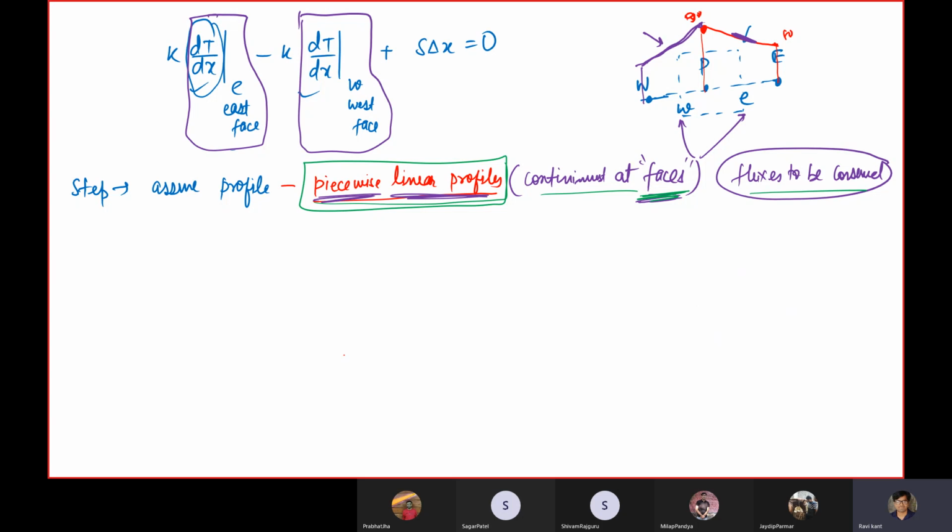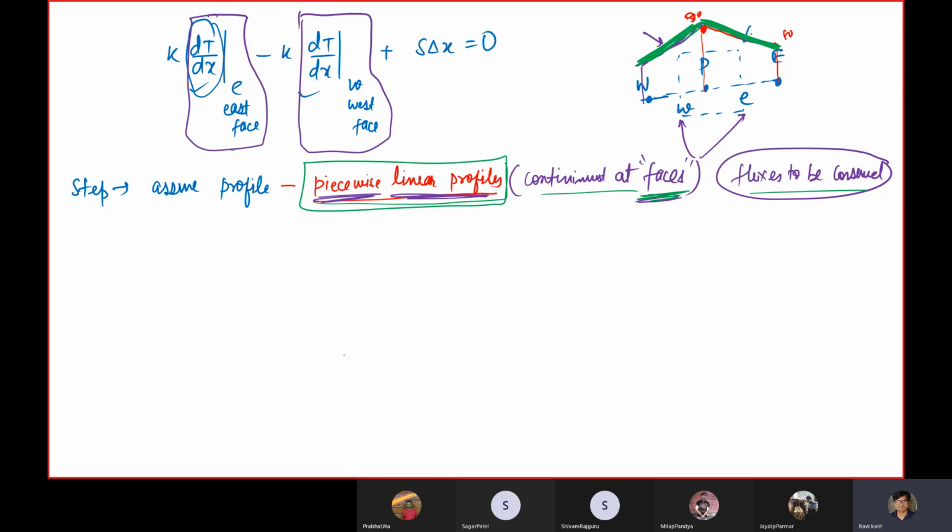So once we have linear profile assumption, I estimate that fine, this is my profile, this is my profile for this guy, or you may also tell that this is also your profile, this is also your profile, this is your P, this is your E, this is your W, and you can say that at east face you will have a unique flux, at west face also you will have unique fluxes. Okay, so let me quickly tell you that.